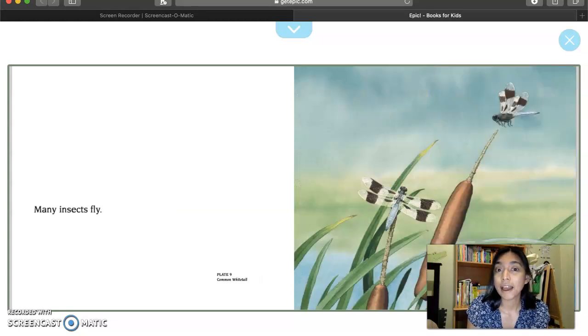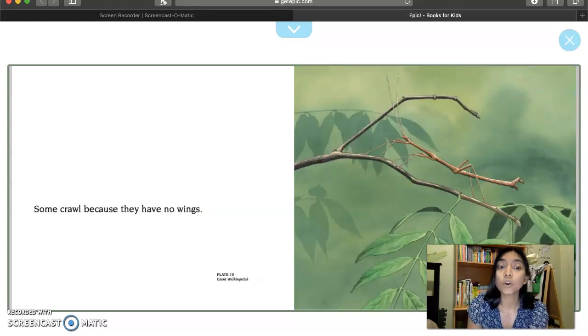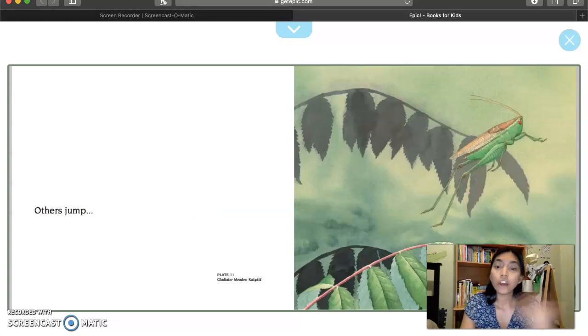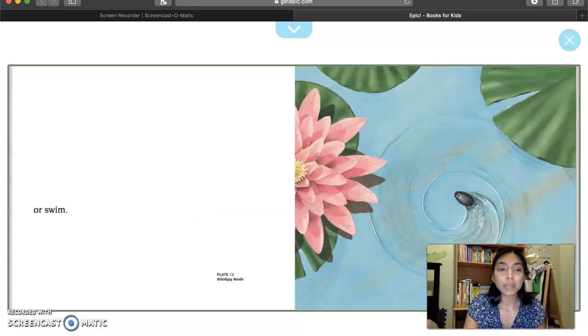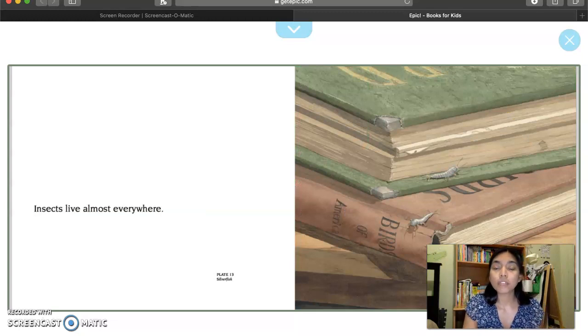Many insects fly. Some crawl because they have no wings. So just what we mentioned before, if they have no wings, they're going to be crawling. Others jump or swim, right? So these are the insects that have no wings. That's what they're going to be doing. Insects live almost everywhere. That's true. We see them everywhere. We see them in our house. We see them outside.